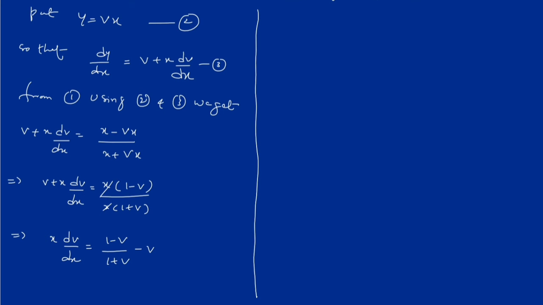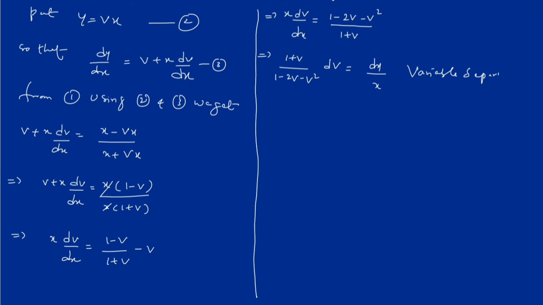Next, which implies x dv by dx equals, if we cross multiply, (1 minus 2v minus v square) upon (1 plus v). Just we have cross multiplied 1 plus v minus 2v. Which implies (1 plus v) upon (1 minus 2v minus v square) into dv equals dx upon x. It is nothing but variable separable, so now integrate after separating the variables.